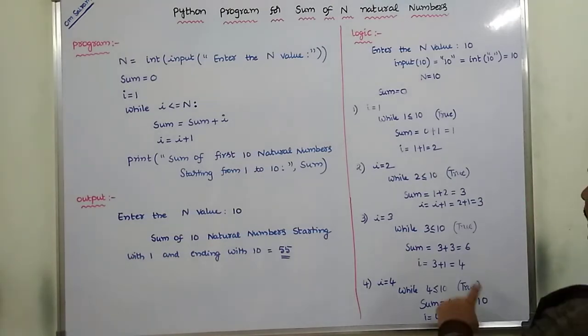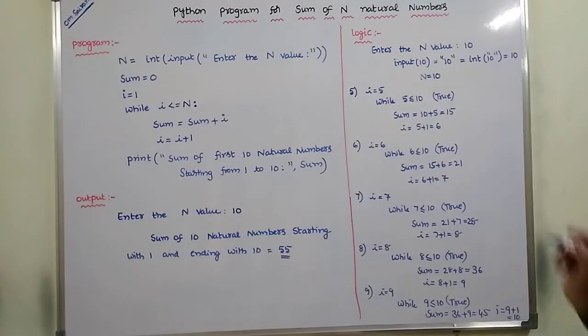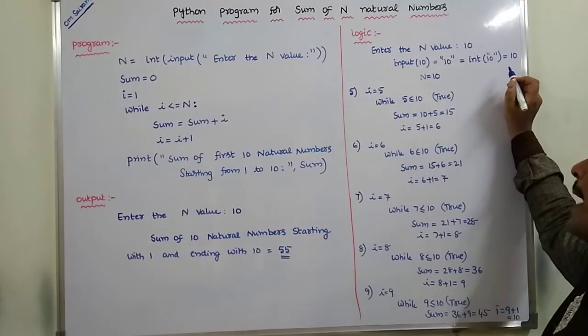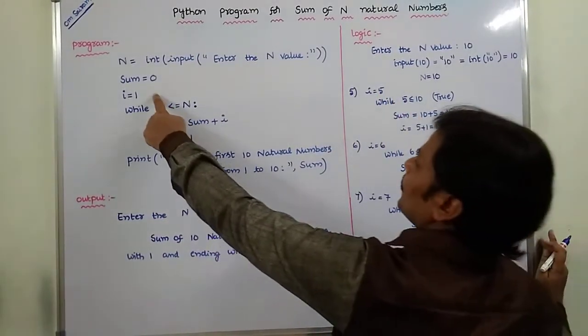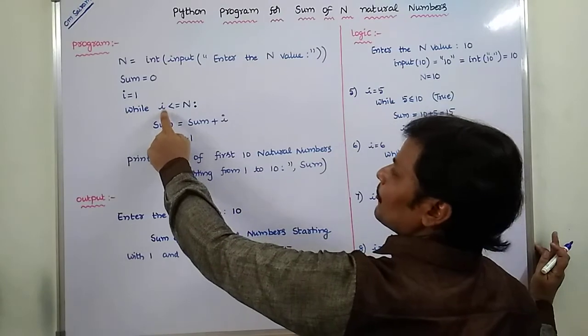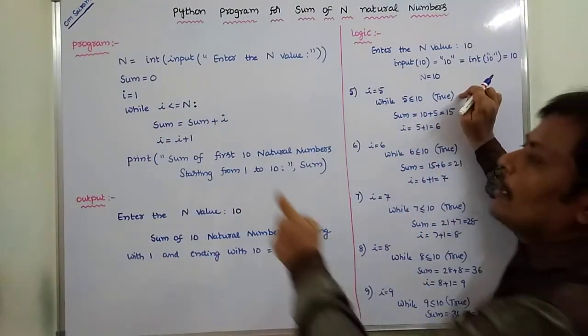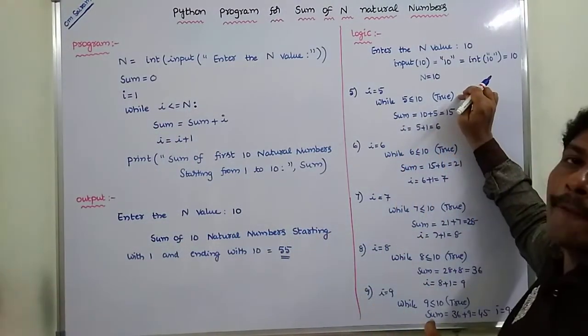After completing the fourth iteration, I value is equal to 5 and the sum value is equal to 10. Now I is equal to 5. While I value 5, 5 is less than or equal to 10. The condition is true. If the condition is true, then the control goes to the body of the while loop.